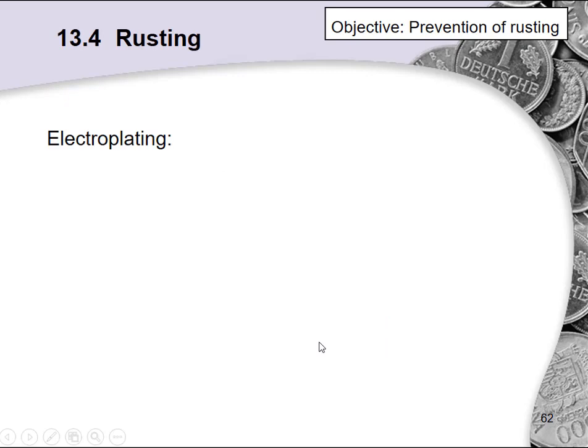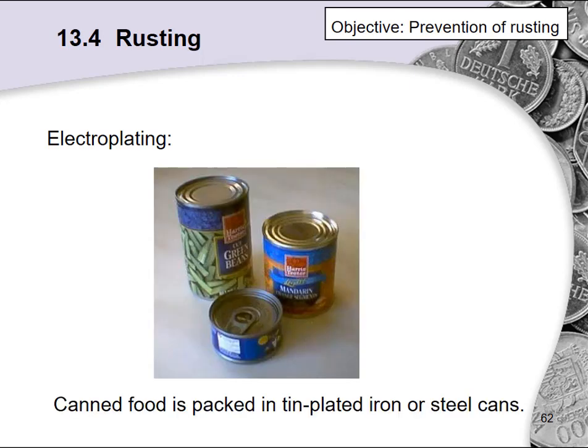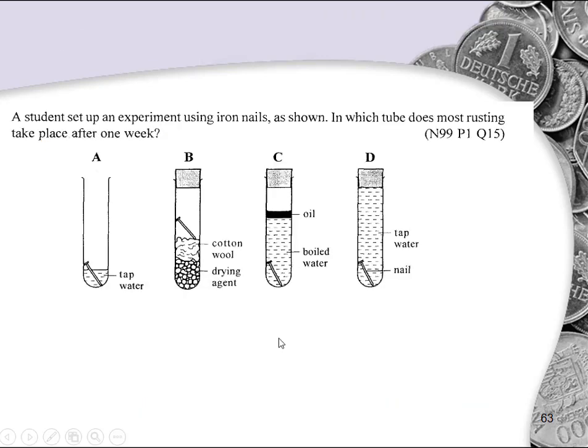And electroplating. The word electroplating tells you that it has to use electricity, and plating means covering with a layer on top. So, for example, canned food is packed in a tin-plated iron or steel can. Now, if you use an iron or steel can, it will rust, and of course, the food becomes poisoned by the rust itself. But if you use tin plating over it, this tin is not reactive, and hence it can protect the food from coming in contact with any rust. The rust will not be able to form because tin covers up the iron. Iron cannot reach the oxygen or water, so it cannot rust.